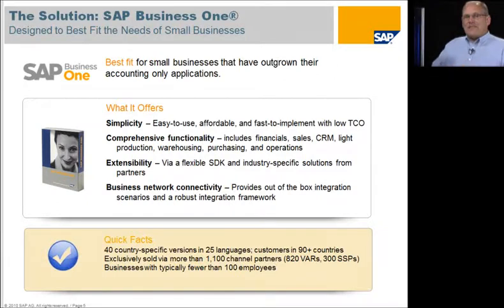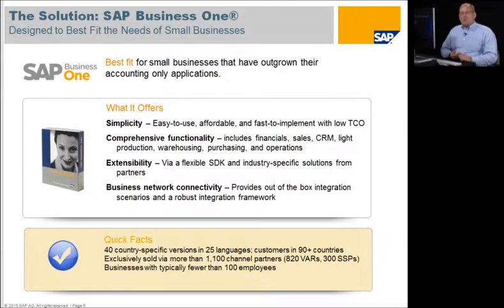Couple of quick facts about SAP Business One. SAP Business One is available in 40 country-specific versions in 25 languages. We have customers in more than 90 countries around the world. The product is exclusively sold through more than 1,000 partners. And those partners come and they work with you, understand what your business is about, and then help deploy the software so it matches up to your business processes.